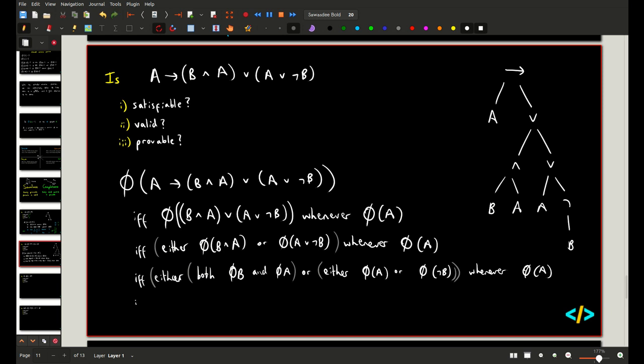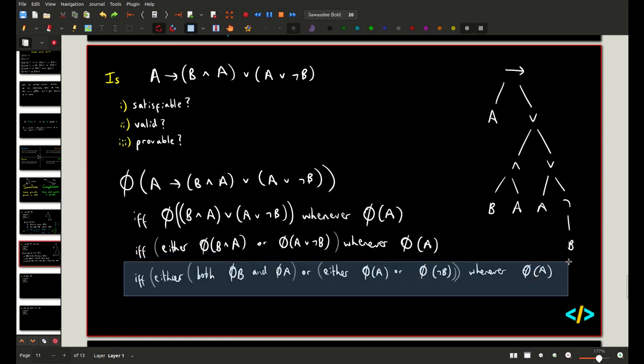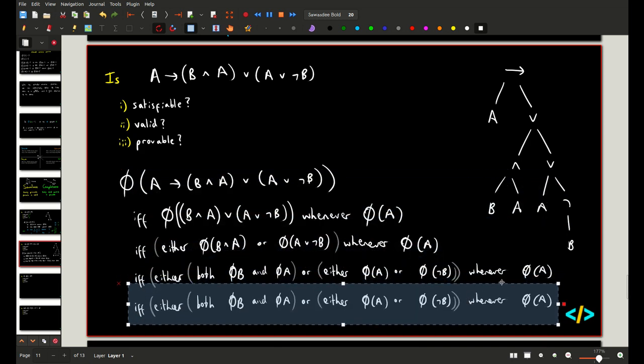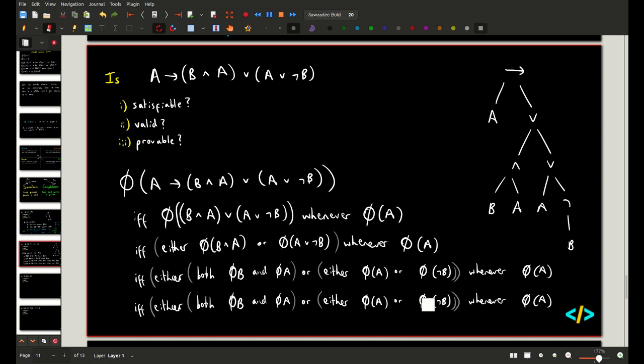Okay, cool. And then finally, we'd have something like if either... I'm going to copy this line. The only thing we're going to expand out now is the not B, because that's the only thing that's not an atomic proposition in phi. So if we move this down, okay.